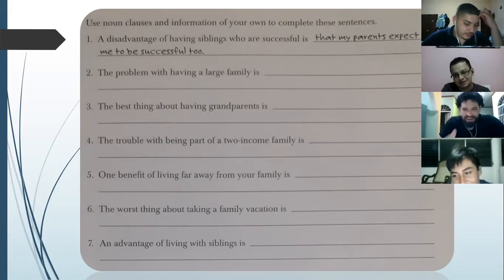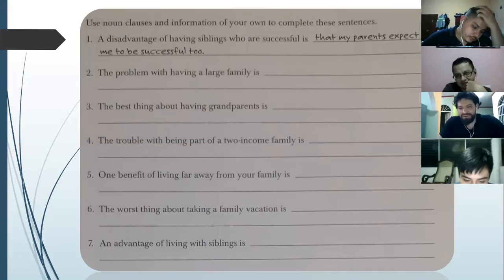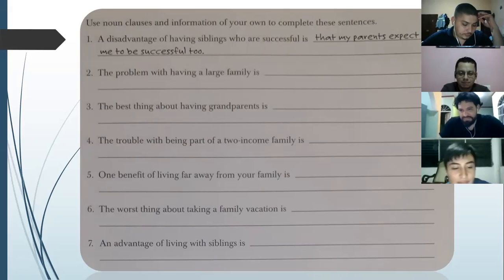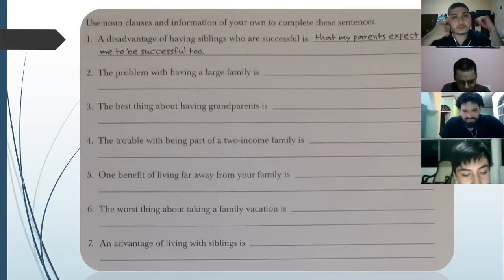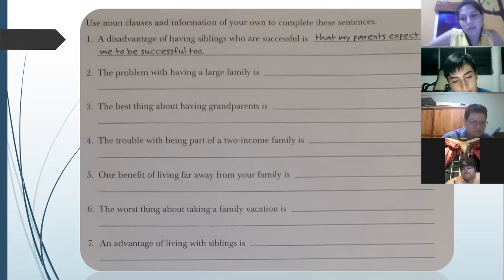The worst thing about taking a family vacation is that you can be alone always. All right, okay, very nice. And Armando, can you do the last one? An advantage of living with siblings is? Yes, an advantage of living with siblings is that you have someone to talk to. All right, and to fight with. No, I'm kidding. All right, very good.